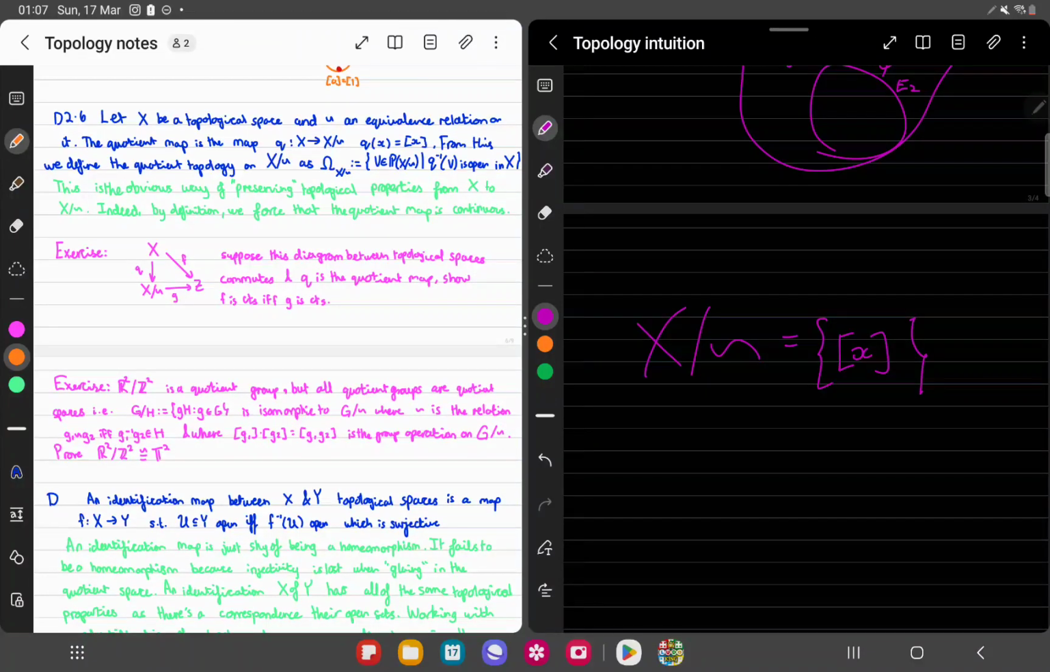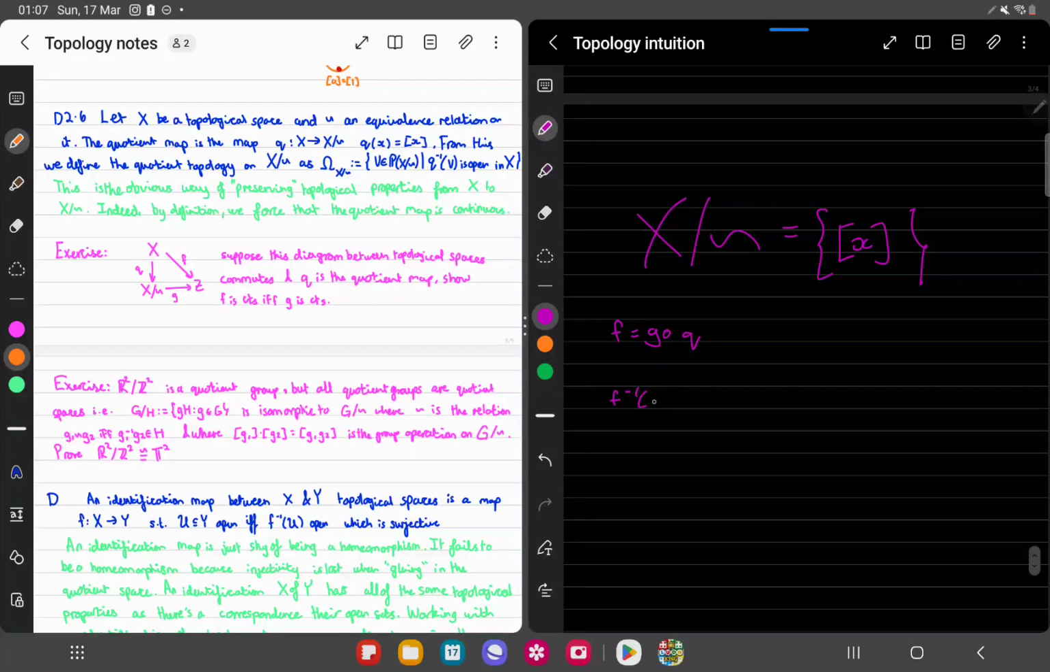Exercise. Suppose that this diagram between topological spaces commutes, so F is equal to G composed with Q, and Q is the quotient map. Show that F is continuous if and only if G is continuous. Okay, so the idea would probably be F is equal to G composed with Q.